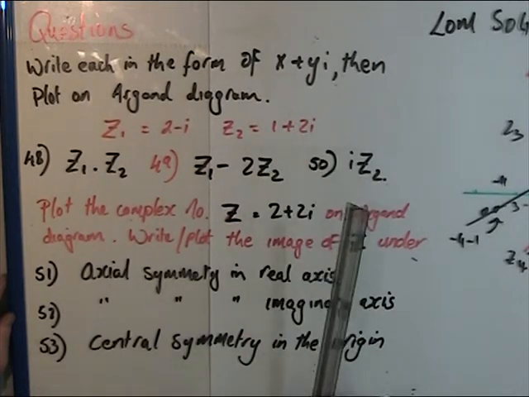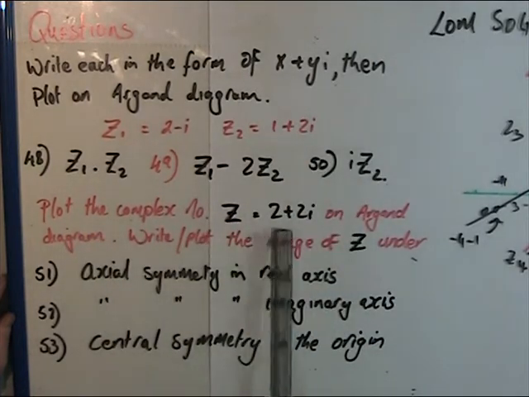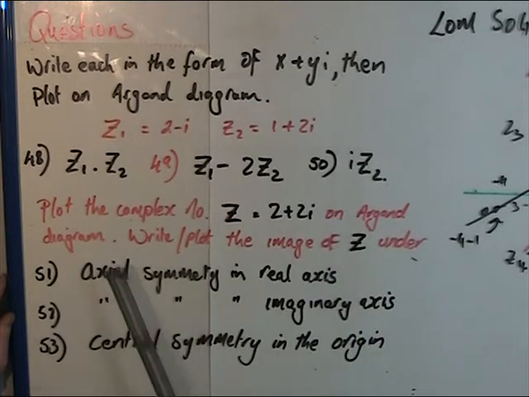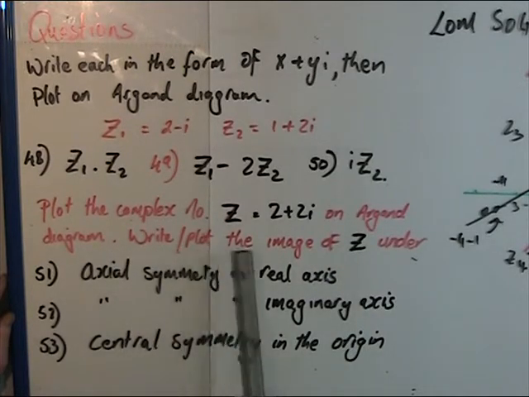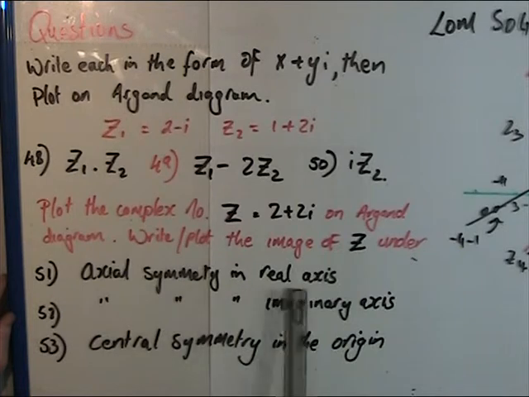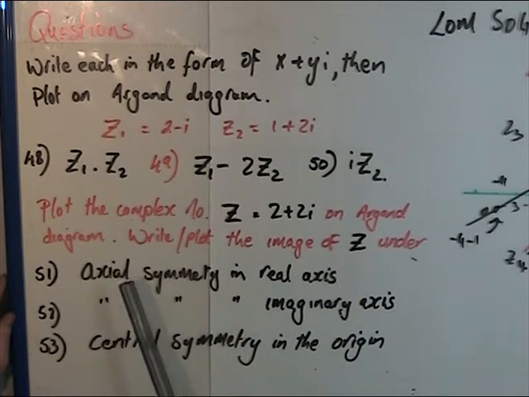Okay, Z2 by i. Plot the complex number Z equal to 2 plus 2i on an Argand diagram and plot the image of Z under axial symmetry in the real axis, which we've done. Axial symmetry in the imaginary axis, notice axial is related to its axis. And central symmetry in the origin is through the 0, 0 or 0 plus 0i. Now I hope you do all those questions.